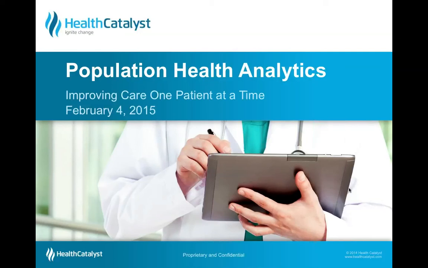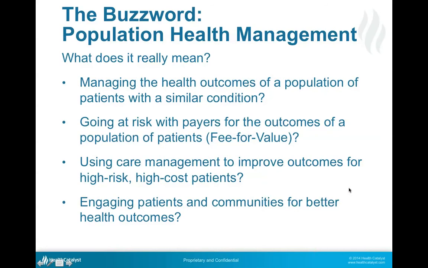There's been a lot of buzz recently about population health management. And so I want to start today by just asking, what does that really mean? Is it managing health outcomes of a population of patients with a similar condition? Is it going at risk in some of the new fee-for-value models? Is it managing outcomes for high-risk, high-cost patients? Or is it engaging patients and communities for better health outcomes? There's a lot of buzz in the industry, and there's a lot of different definitions about what population health management is and what population health analytics does to help in that process.